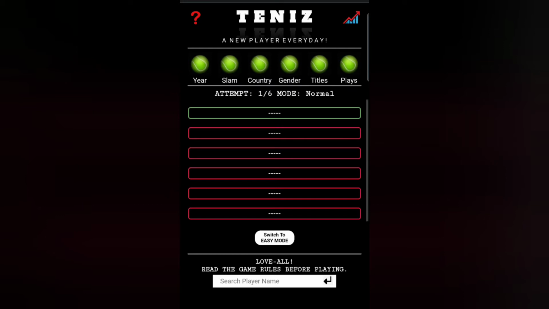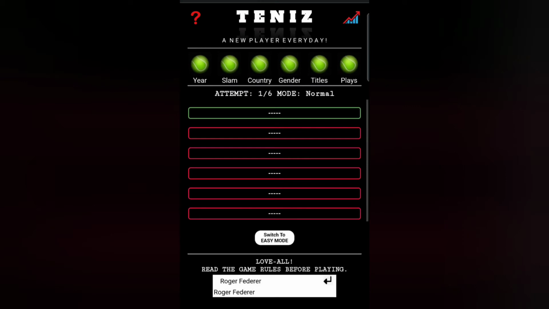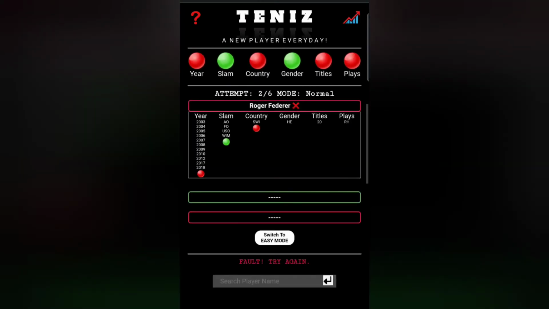What I've seen many of my friends do who have started playing this game recently is they always go with either Roger Federer, Rafael Nadal, or Novak Djokovic. There's no right or wrong way to play this game, but I'll explain in a minute why that is not always a good option. Let's try Roger Federer, right? So I'm typing Roger Federer, selecting his name from the list, and hitting enter.